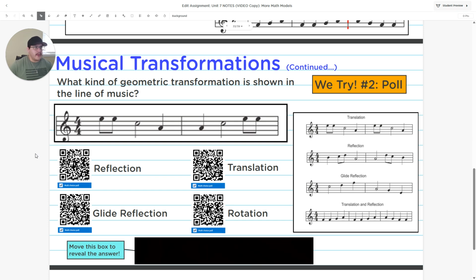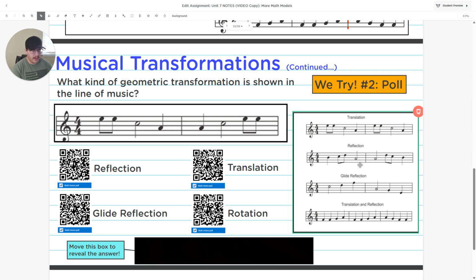Okay, so now I'm going to go through a series of polls that we would normally do in class, but because I'm doing this as a video, I'm just going to ask y'all to think about what's going on. I'll give you some time. You can go ahead and pause the video and take more time if you want, but look at these 2 measures right here. What kind of geometric transformation is shown in this line of music? Do you see a reflection, translation, glide reflection, or rotation? Go ahead and pause the video, think about it for a little bit, and then unpause it and check your answer.